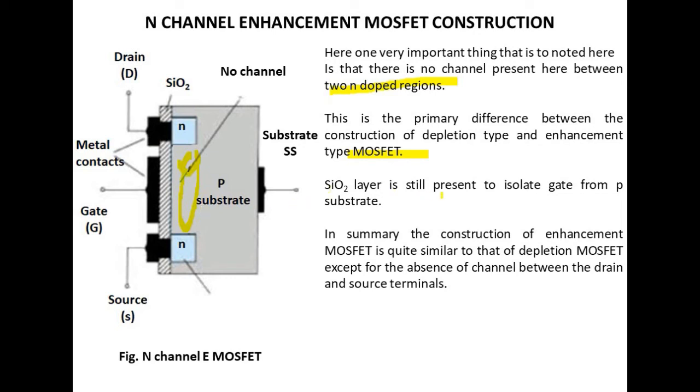The silicon dioxide layer is still present to isolate the gate from the P substrate. In summary, the construction of enhancement MOSFET is quite similar to that of depletion MOSFET, except for the absence of a channel between the drain and source terminals. In between drain and source, a channel is absent.